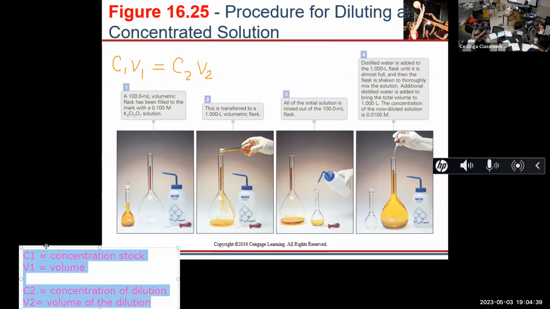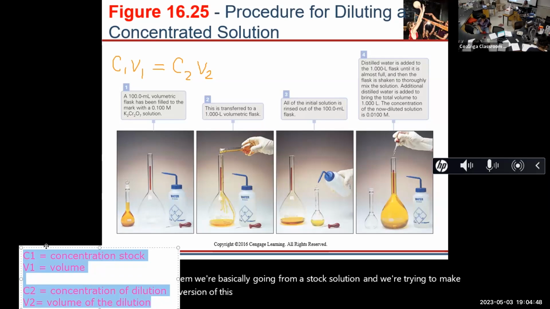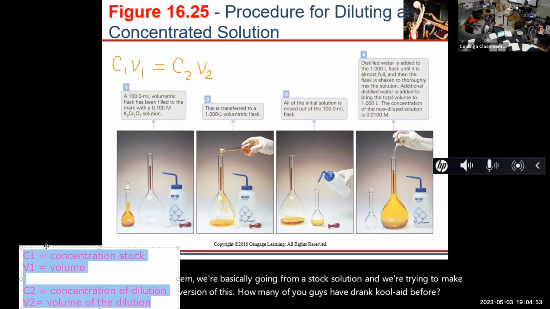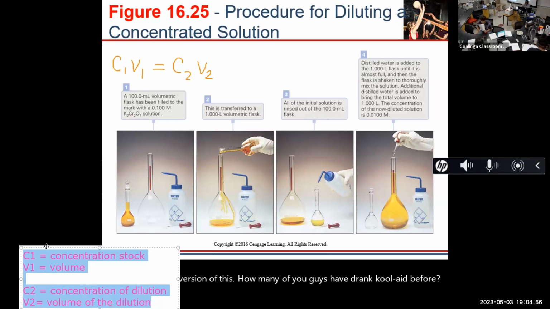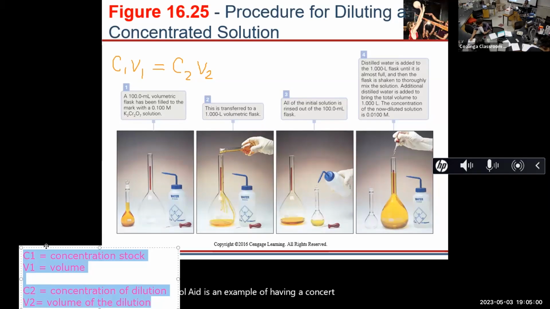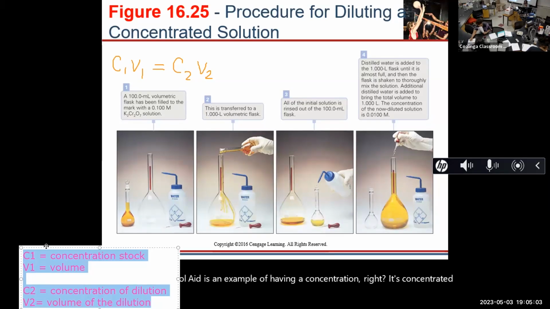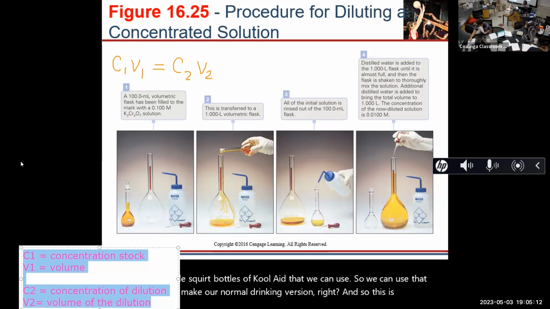Okay, so here in this problem, we're basically going from a stock solution and we're trying to make a diluted version of this. How many of you guys have drank Kool-Aid before? Anybody? Okay, so we know that Kool-Aid is an example of having a concentration, right? It's concentrated. And now they have little squirt bottles of Kool-Aid that we can use. So we can use that concentrated version to make our normal drinking version, right? And so this is going to be a very similar process.